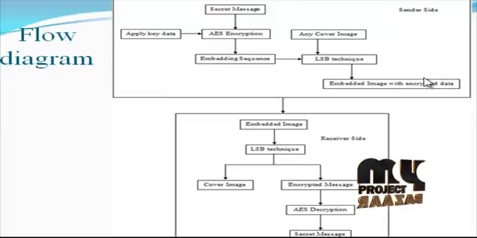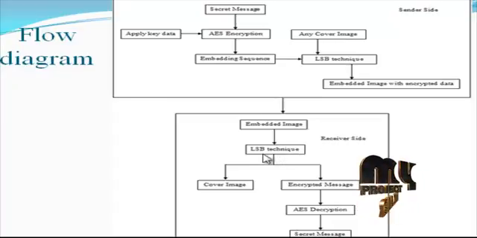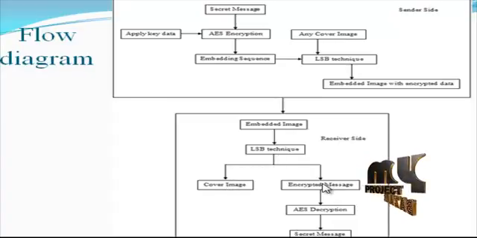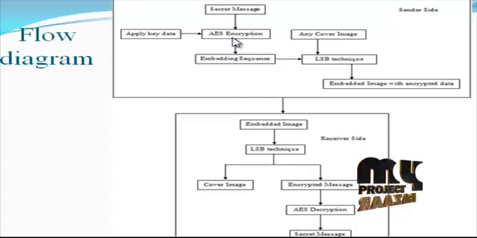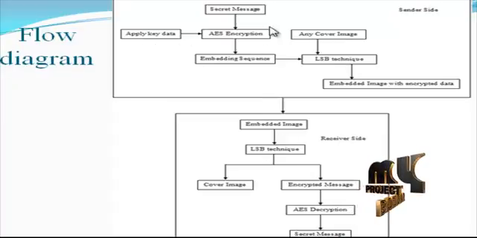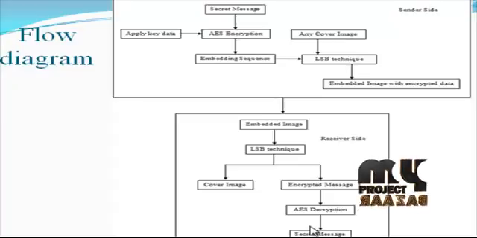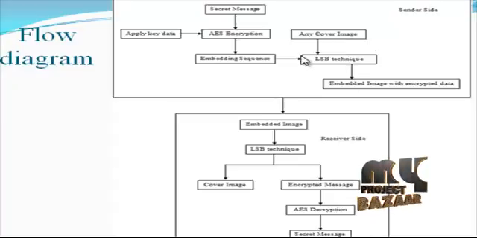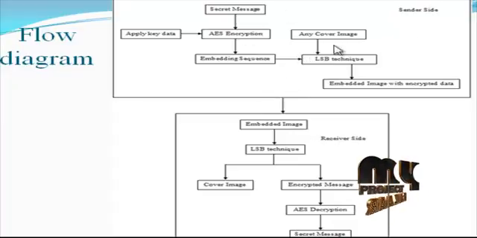This is the sender side of our steganography process. The receiver side collects the embedded image, splits the R, G and B 3-band, and applies the LSB technique. The LSB splits the cover image data and the encrypted message data. Whenever the encryption key is applied, the AES decryption process runs and finally retrieves the secret image. This is the receiver side process of our overall steganography process. This is the final flow diagram for the sender and receiver side steganography architecture.